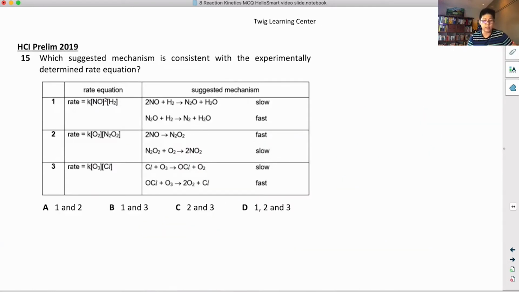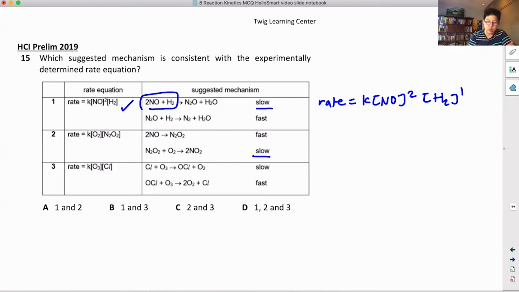They ask which suggested mechanism is consistent with the experimentally determined rate equation. So this is a slow step, and it involves 2 NO and 1 molecule of hydrogen. So this is what it should look like: second order with respect to NO and first order with respect to H2. So this is perfect. 1 is correct.